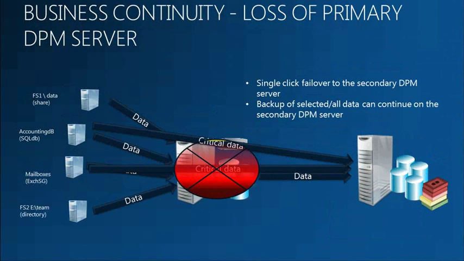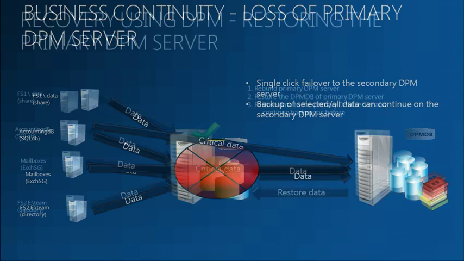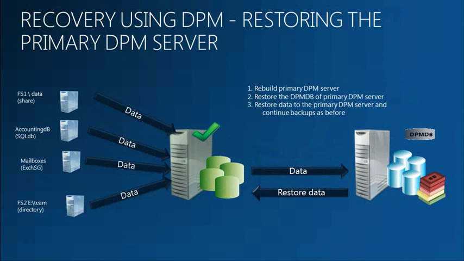Another scenario is where you've lost your primary DPM server. Right? So if you've got some kind of hardware failure, something's happened to that primary DPM, with a single click, we have the ability to take the backup from the original data sources and redirect that to be backed up directly to the secondary DPM server. So you don't lose any kind of backup while that primary DPM server is unavailable. Then once you've recovered that server, we restore the DPM database to that and switch the backup back to that primary DPM server.